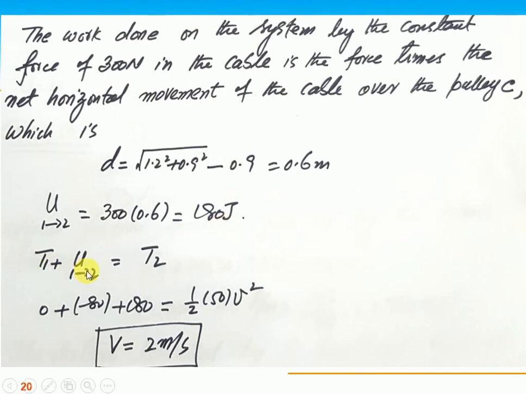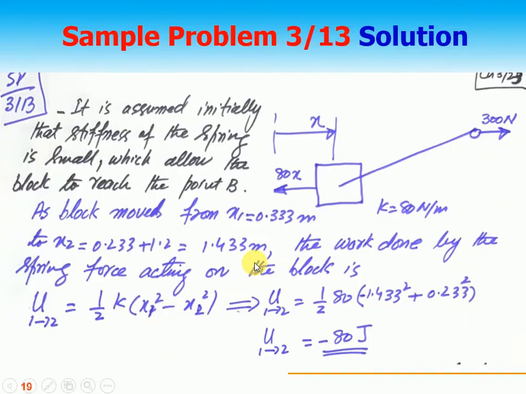So initial kinetic energy plus work done is equal to T2. Initially the system is at rest. The work done by the spring is minus 80, and the work done by the force is plus 180, which is equal to half m v squared. This becomes 100, and 200 divided by 50 is 4, so we get v equal to 2 meters per second. The spring's resisting force does negative work, and the change in kinetic energy comes from the work done by the 300 Newton force moving the rope from one point to the other.